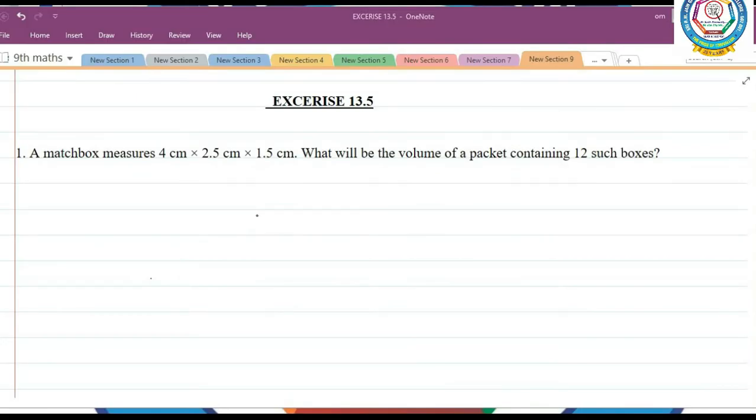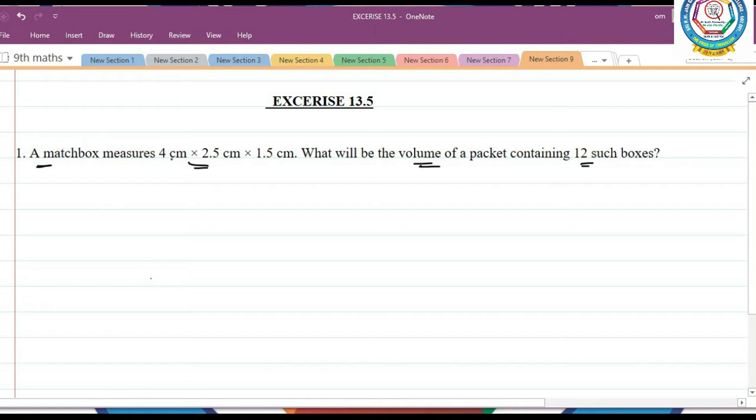Exercise 13.5, first question. A matchbox measures 4 cm, 2.5 cm, 1.5 cm. What will be the volume of a pack containing 12 such boxes? Here, what is given? A matchbox measurement is given. But the question asks what is the volume of 12 such boxes. First we have to find out the volume of one matchbox.